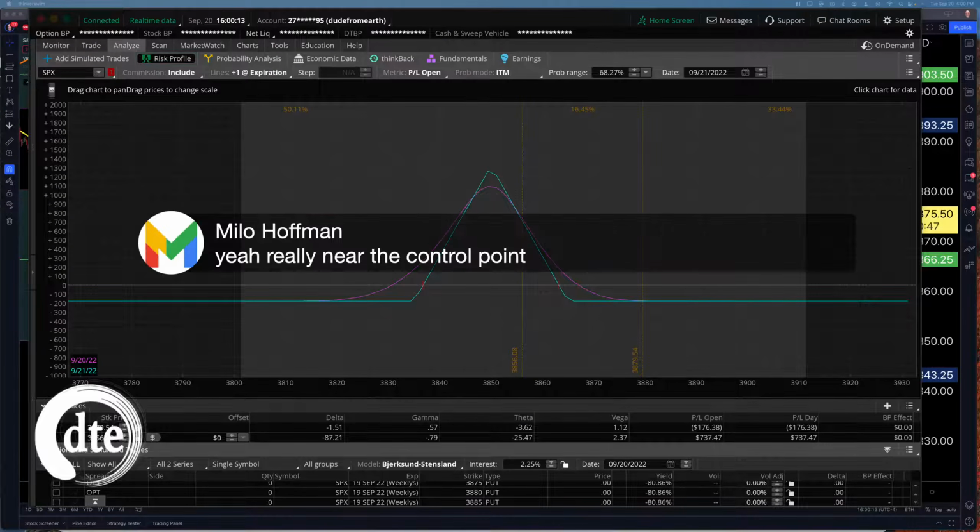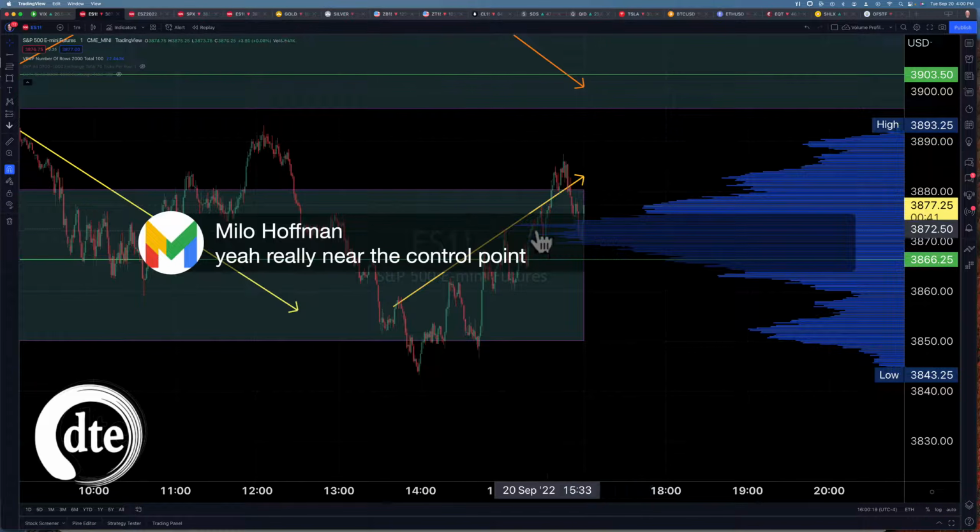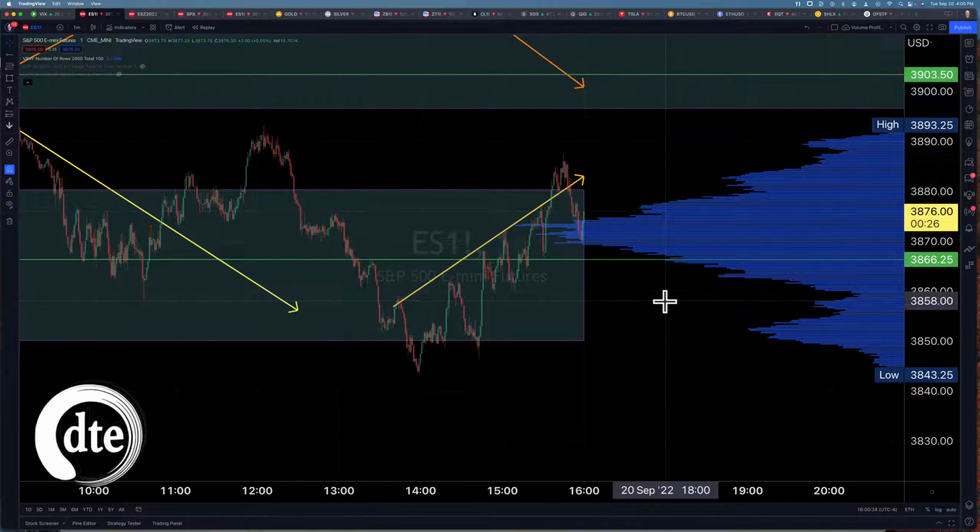And so, yeah, Mila's saying, yep, really near the control point. And that's what I said before, right? Yeah, look at that. Right in there, right at the point of control. That's where it closed. So we should pay more attention to that, I guess. I'm sure that many people in the service made a lot of money today, a lot of money on very, very little risk.